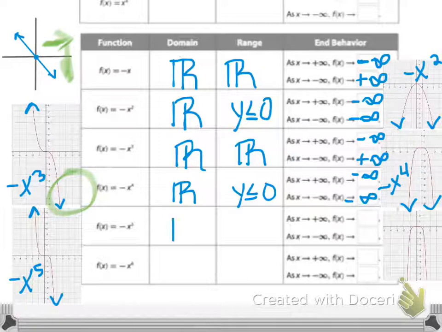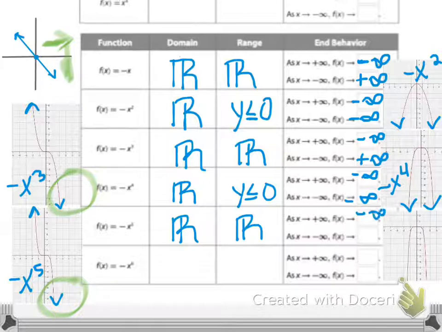Okay, and real numbers for both domain and range for this one again. But this time on the right-hand side, as I'm going towards positive infinity for x, my graph is going towards negative infinity. And on the left-hand side, it's going towards positive infinity on the other end.